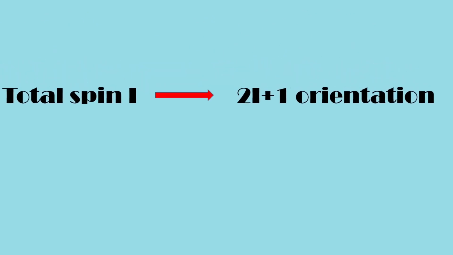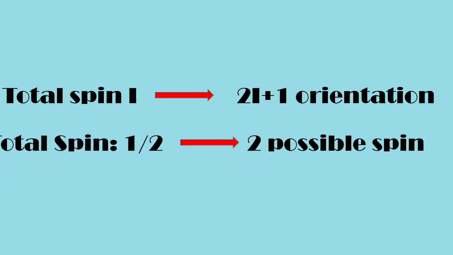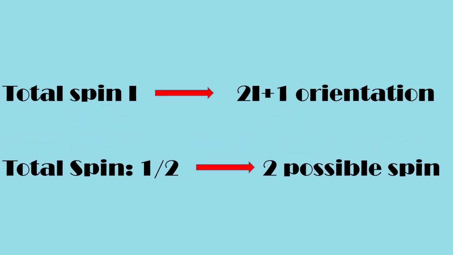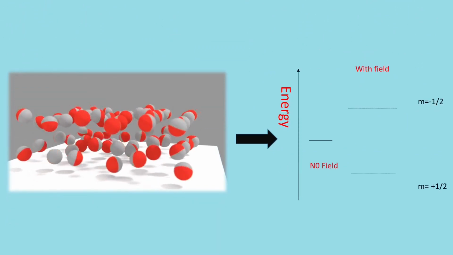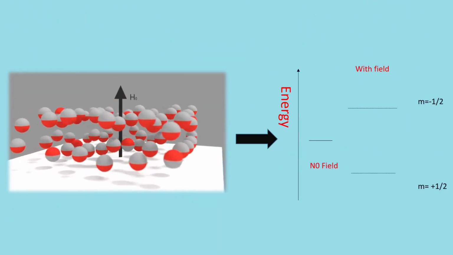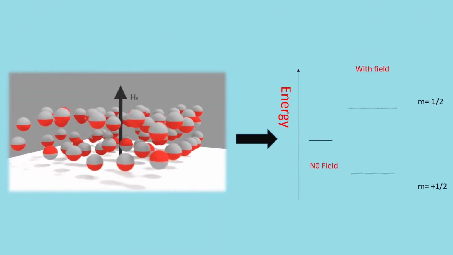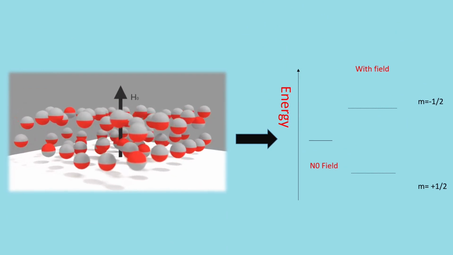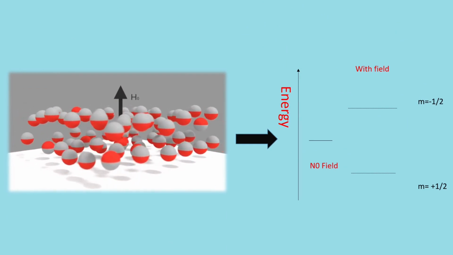In some atoms, the nuclei do possess an overall spin I. Quantum mechanics tells us that a nucleus of spin I will have 2I plus 1 possible orientations. A nucleus with spin 1/2 will have 2 possible orientations. In the absence of an external magnetic field, these orientations are of equal energy. If a magnetic field is applied, then the energy levels split.